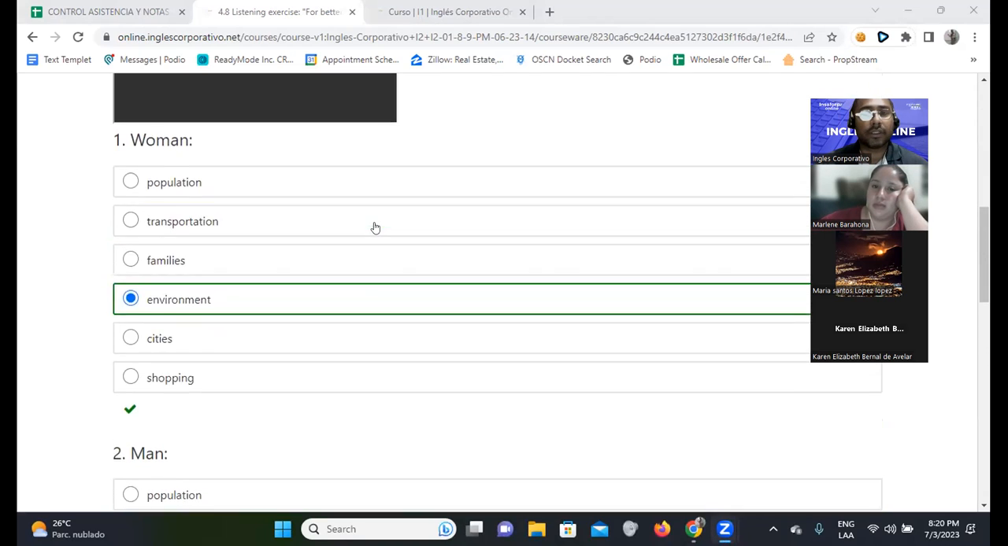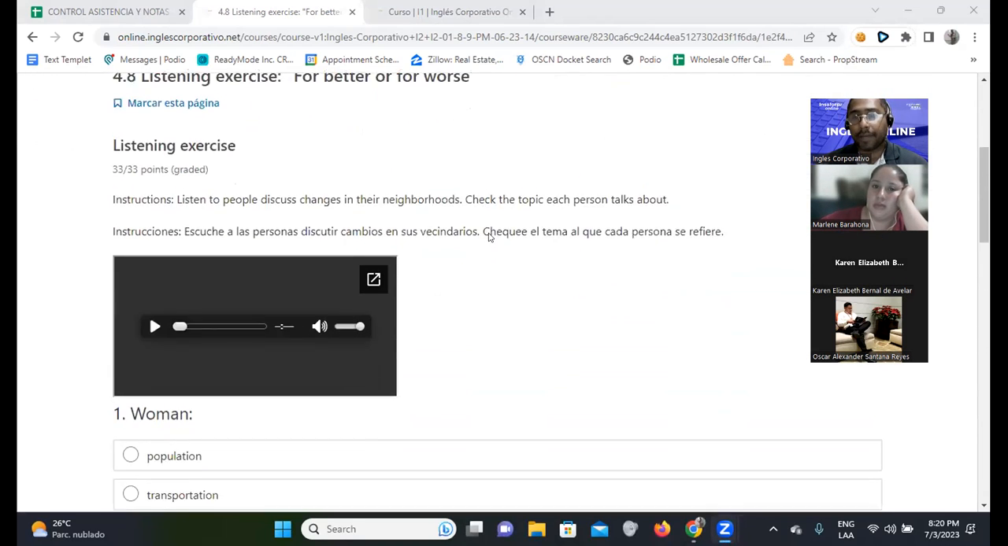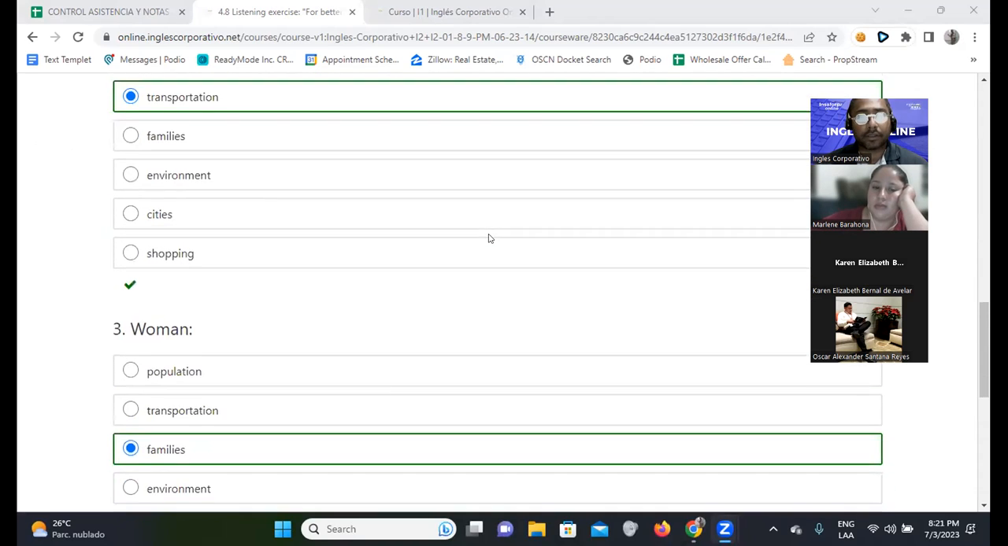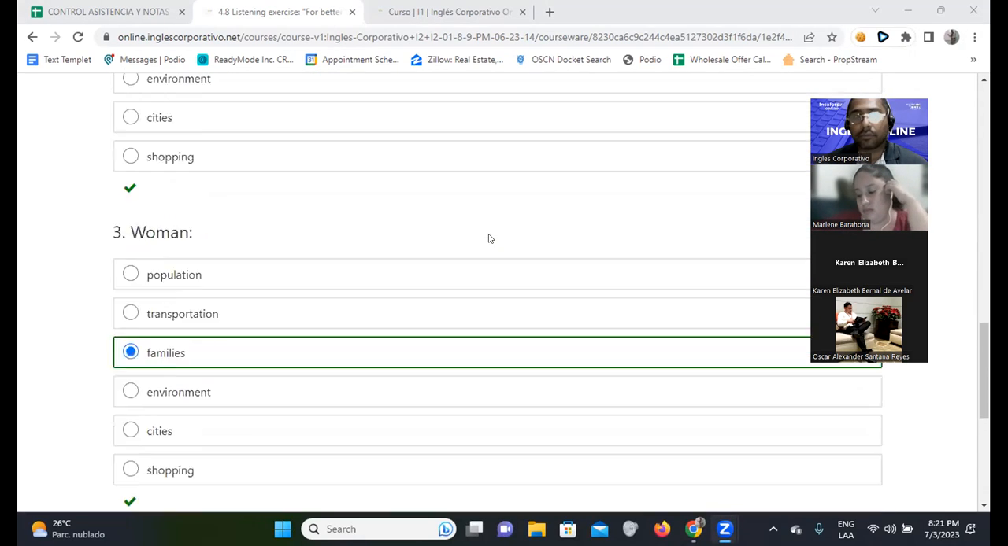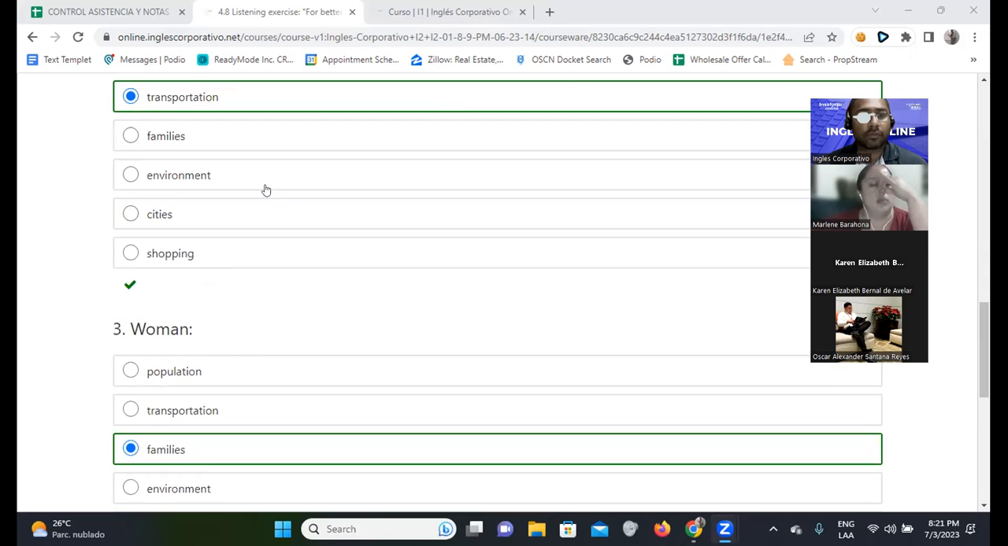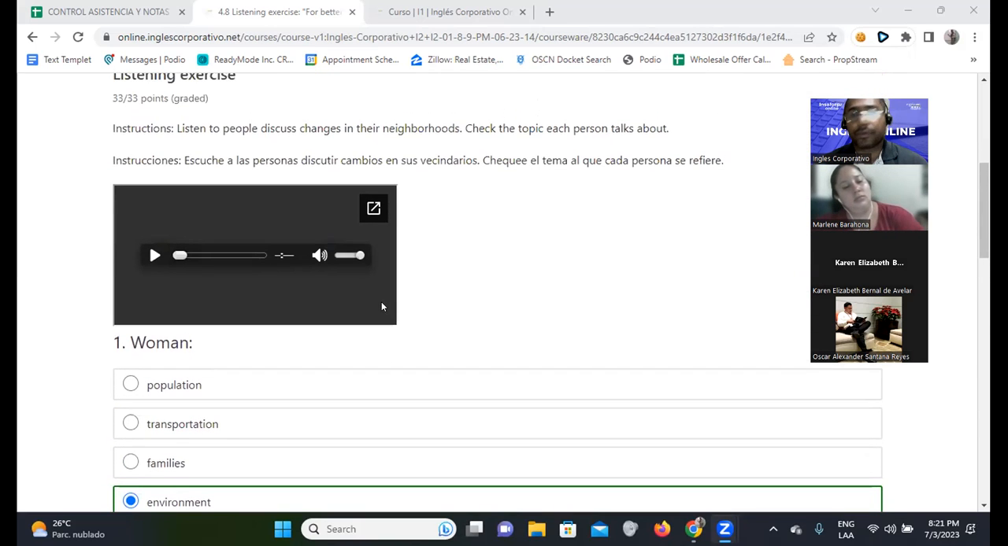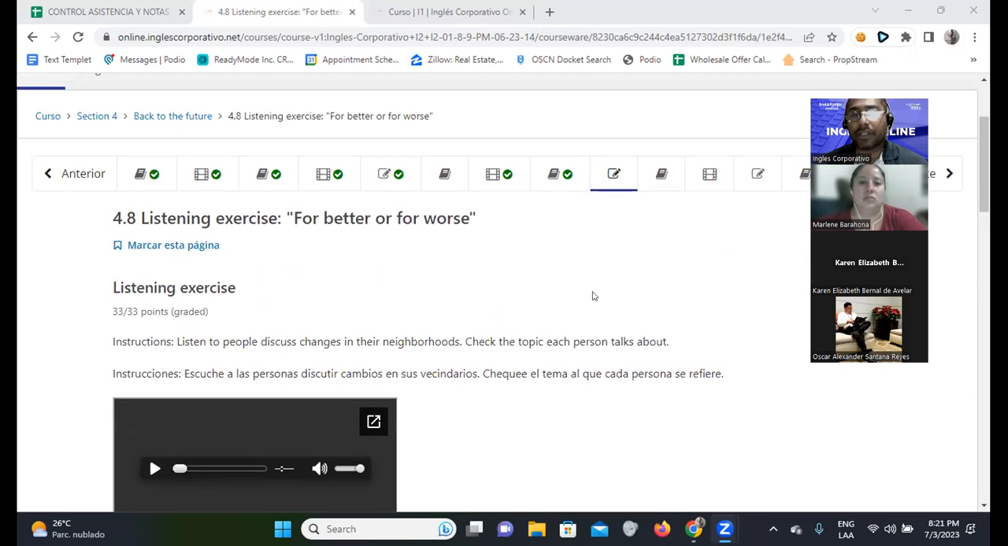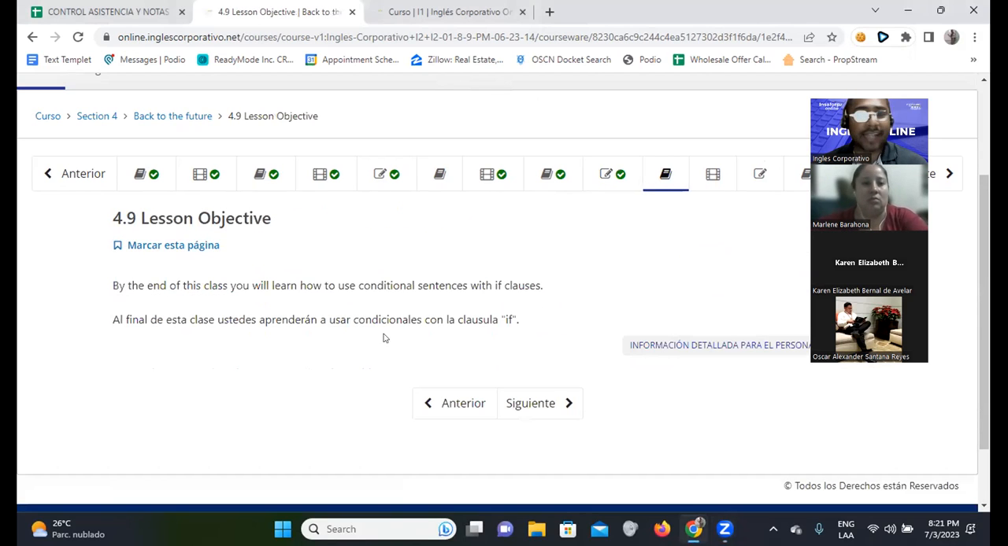Another question? Teacher. Hi. I had a question. The meaning of environment is like ambiente. That is correct. El medio ambiente, the environment. Thank you. All right. Any more questions before we continue? Okay, thank you. Let's go ahead and look at section number 4.9.